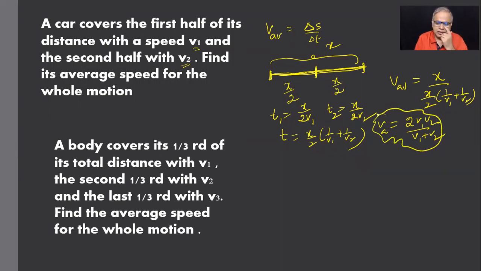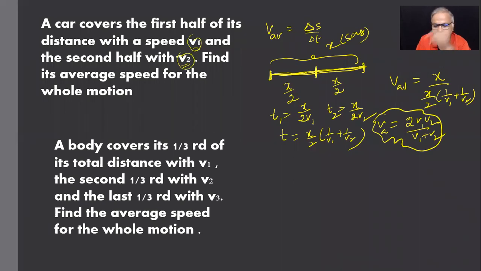You cannot say it is v1 plus v2 by 2. Do you follow that? The basic definition is the distance covered by the time taken. Distance is not given. We are supposing it is x. Now, since this is x already, if I find the time in terms of x and follow the basic definition of total distance by total time, I'll be getting my answer in terms of what are given, v1 and v2.